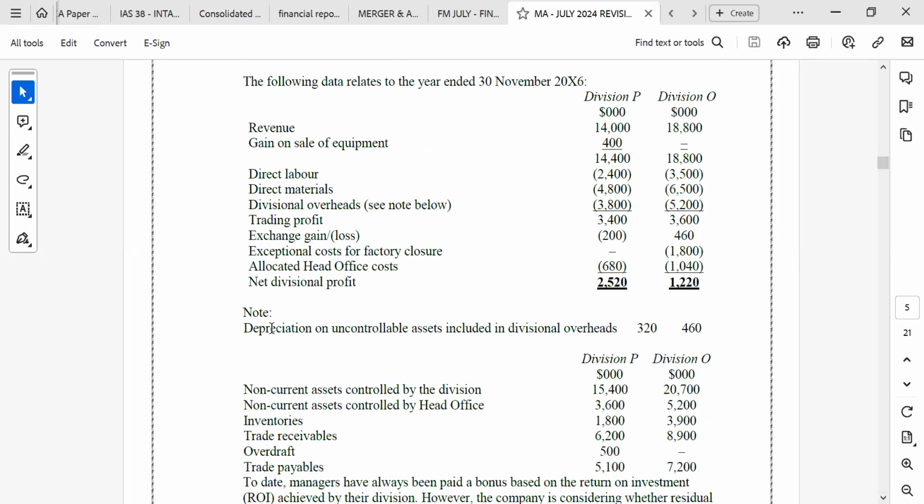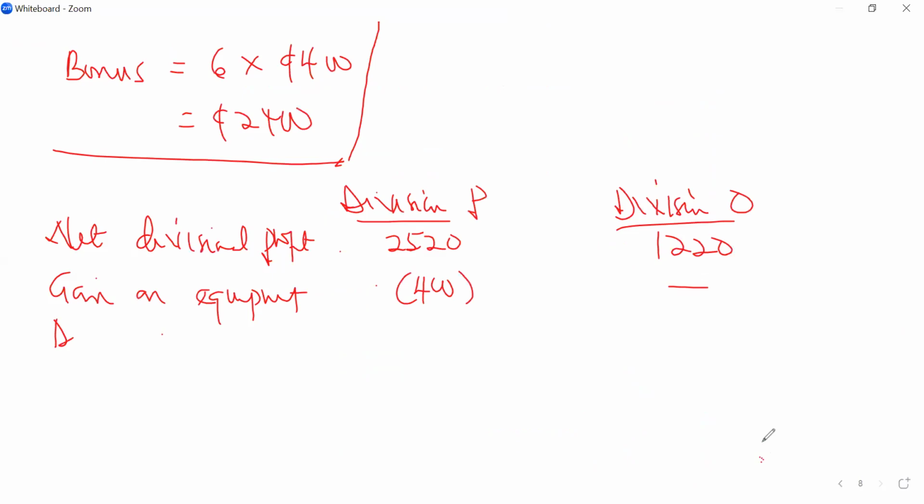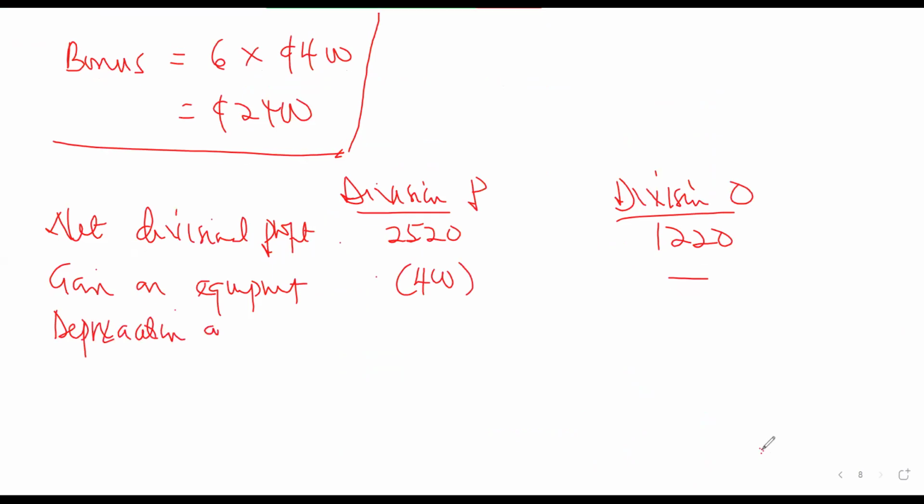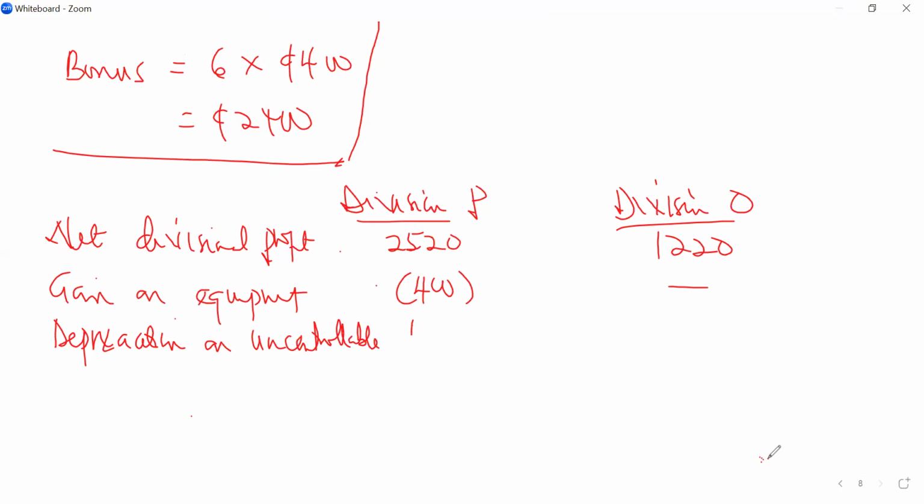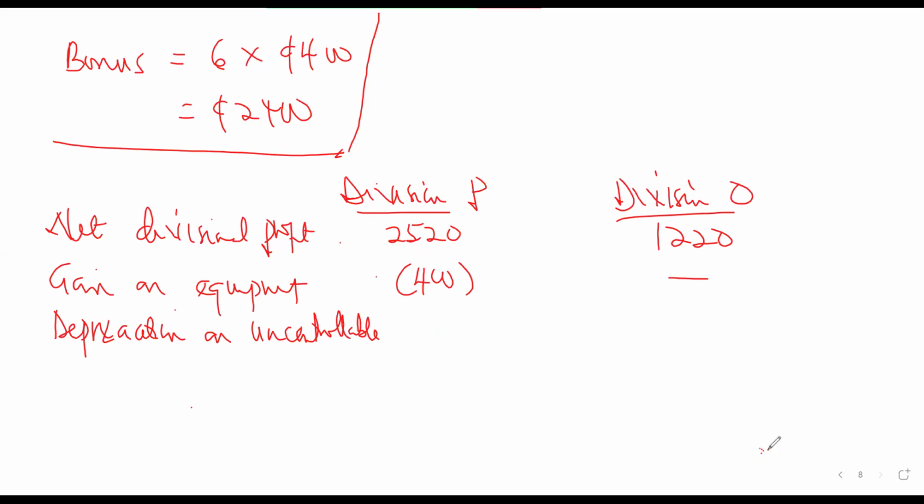See note below. Depreciation on uncontrollable assets included in divisional assets, 320 and 460. What do we do? We add it back. So depreciation on uncontrollable assets. How much is it? 320 and 460. So we have 320 and 460, right? Yes, sir. So I hope you are getting the pain, isn't it? Yes. So for this one, if this one counts, we just kill it and move on.